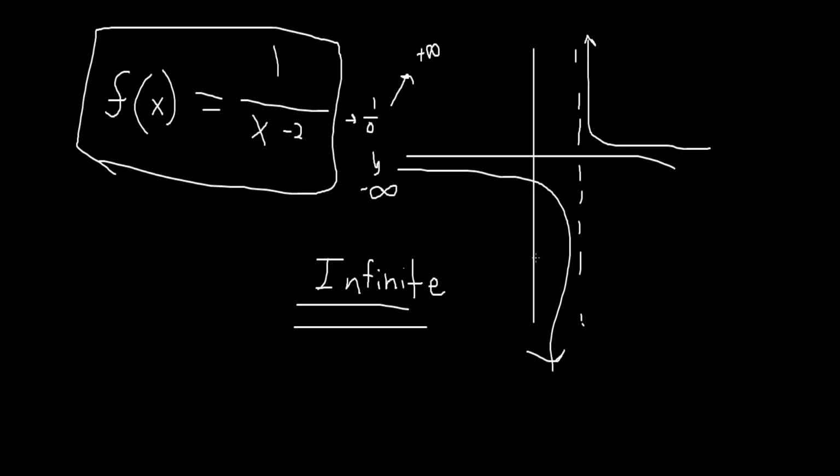Because if you go to graph it, what you're going to see is that the function goes on infinitely. You're not going to be able to see where it stops, because it never stops, because it's infinite. So that's infinite discontinuities. Now let's talk about removable discontinuities.